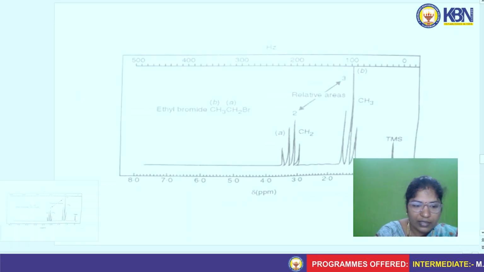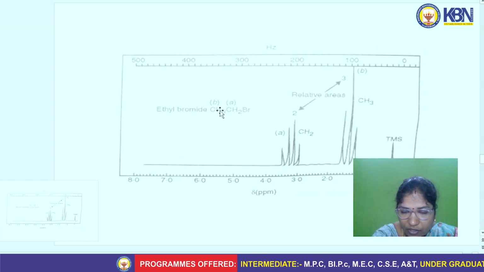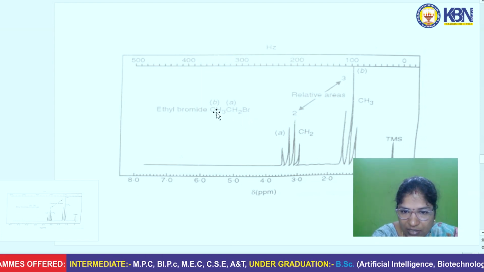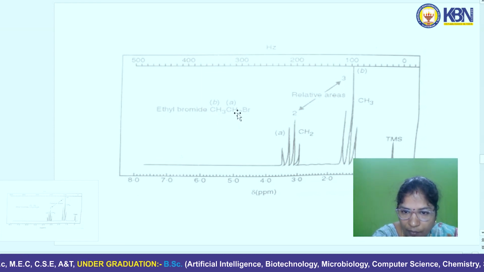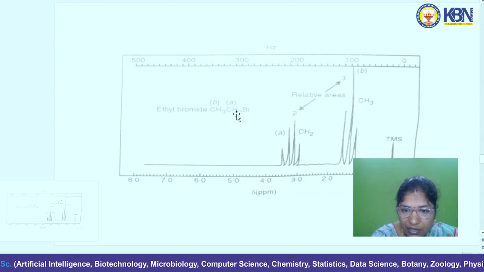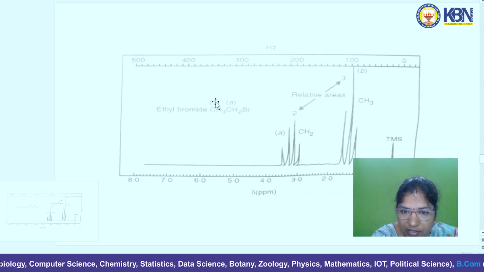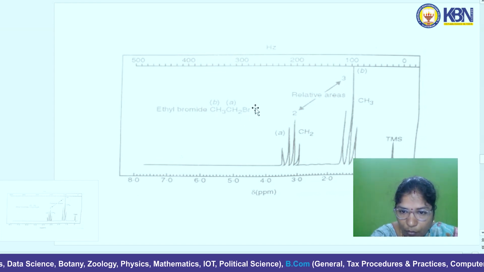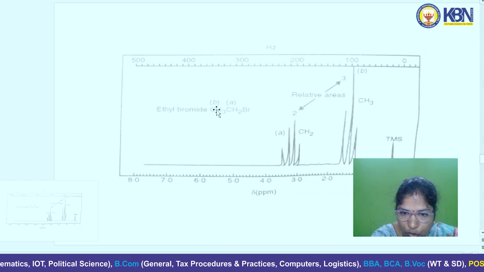NMR spectrum of ethyl bromide. This is the structure of ethyl bromide: CH3, CH2, Br. Here 2 sets of protons are present: the CH3 group, the methyl group, and the CH2 group, the methylene group. These two sets of protons are in different chemical environments. With reference to bromine, we have the priority of bromine, so CH2 is said to be the A set of protons and CH3 is the B set of protons.